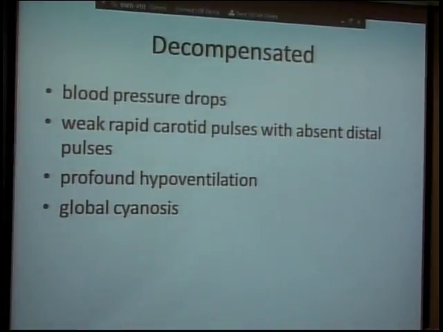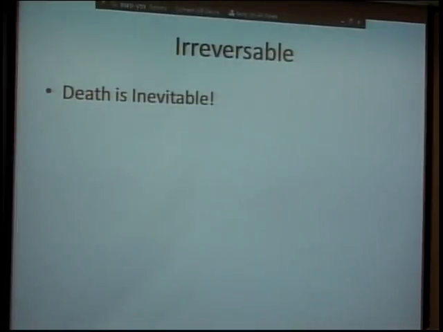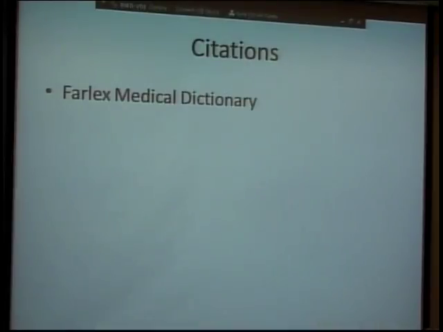Decompensated. Blood pressure drops, weak, rapid carotid pulses with absent distal pulses, profound hypoventilation, global cyanosis. Irreversible, death is inevitable. I got all my information from the Firelex Medical Dictionary. Done.